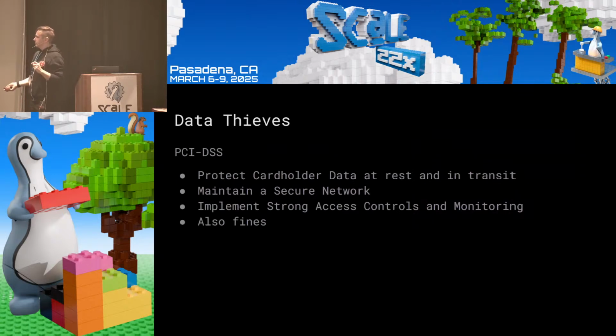Broadly, they're giving you guidance on protecting the data at rest and in transit, and that includes maintaining a secure network, and then strong access controls and monitoring. We'll go through a bit of that, and then they can fine you for non-compliance. If you're a small shop, you can actually self-assess. They give you a little BuzzFeed quiz, and you just answer yes to everything, and you're good to go. If you're a larger merchant, you actually have somebody assess you, sometimes in person.